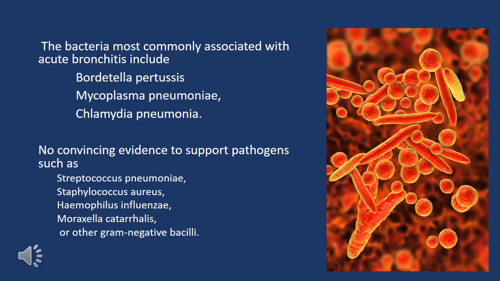Bacteria are uncommon causes of acute bronchitis. The bacteria most commonly associated with acute bronchitis include Bordetella pertussis, Mycoplasma pneumoniae, and Chlamydia pneumoniae. There is no convincing evidence to support the concept of acute bacterial bronchitis caused by pathogens such as Streptococcus pneumoniae, Staphylococcus aureus, Haemophilus influenzae, Moraxella catarrhalis, or other gram-negative bacilli.